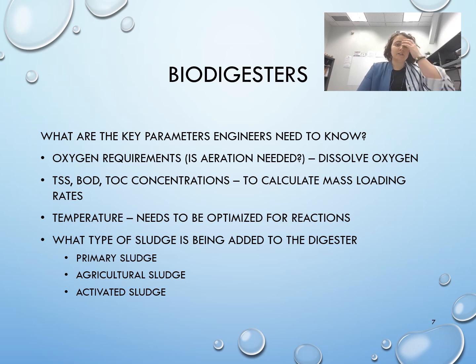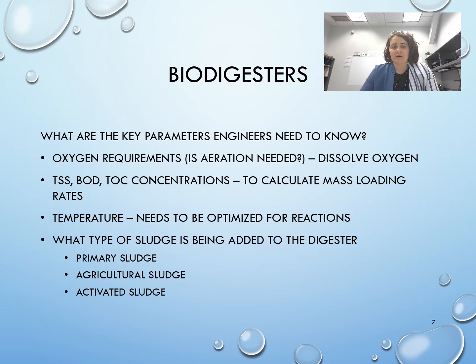So key parameters that we need to know if we're going to design a biodigester is we need to know our oxygen requirements. So do we need to have extra dissolved oxygen in the system? You're going to need to know your solids concentrations, your carbon concentrations, your BOD, and basically that's going to allow us to calculate mass loading rates into these systems. Those are really, really critical design components for biodigesters. Temperature gets really important as well. So we need to be optimized for the specific biochemical reactions that we want to have occur. Remember, we don't want to kill our organisms in these systems. And then what type of sludge is being added to the digester is actually very important as well.